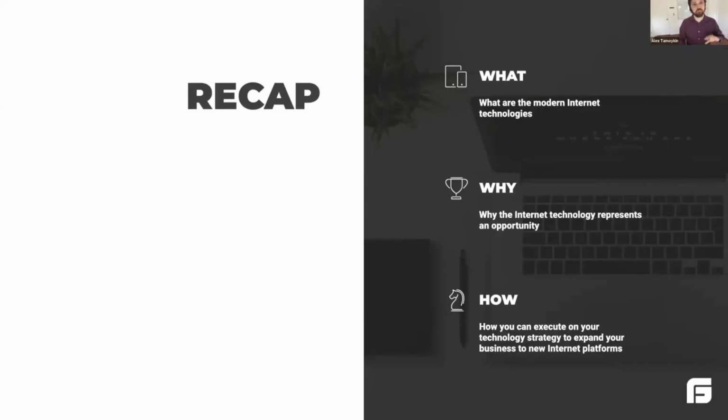So just to quickly recap, this is what we went through. We went through what the modern internet technologies are, which we can segment into four different categories as of today: mobile, desktop, IoT, and web. We went through why: the internet is the biggest opportunity of today, with around 60% of the whole Earth population using the internet. And then we went into the how.